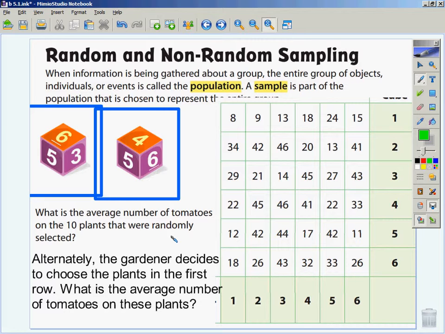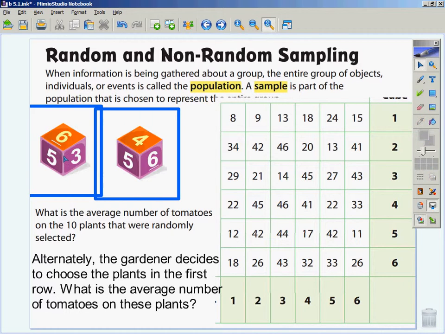Okay? So if you take a look, they put this little chart off to the side. And at the bottom, where part A is, it says, what's the average number of tomatoes on 10 plants that were randomly selected? So we're going to randomly select 10 plants, but all of us are going to randomly select the same 10. Is that possible? Not probable, okay?